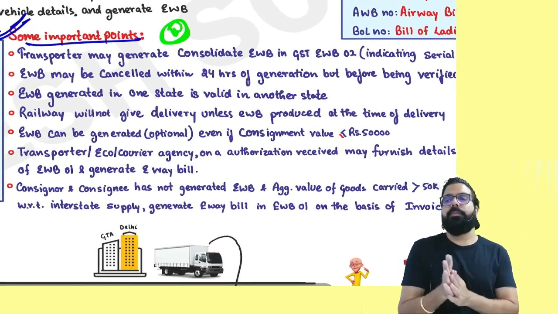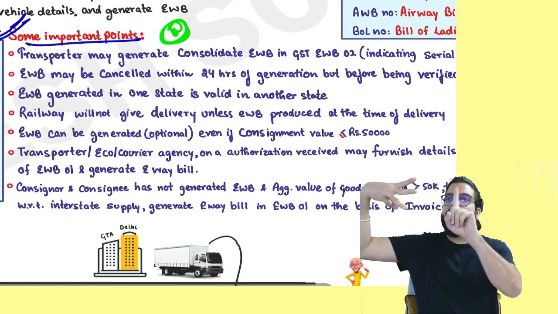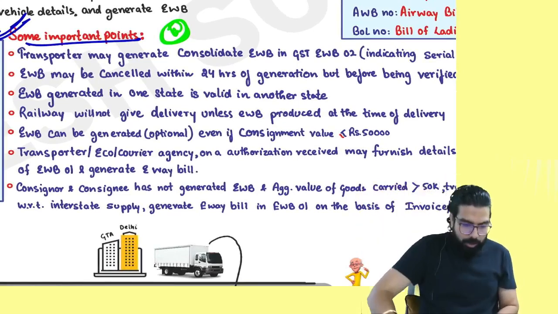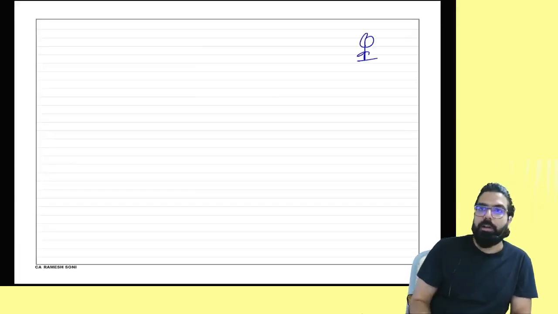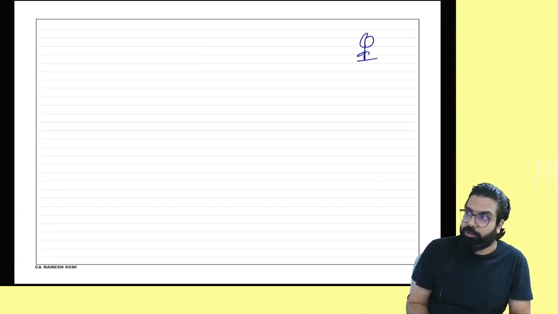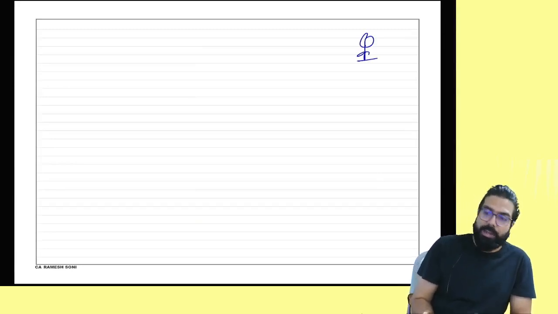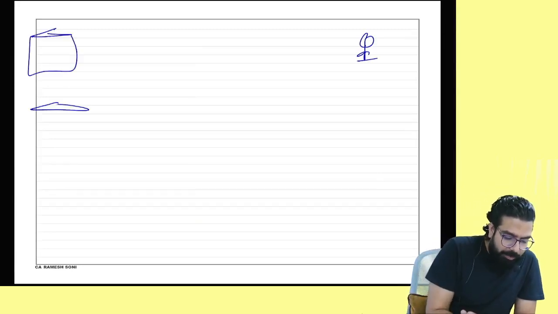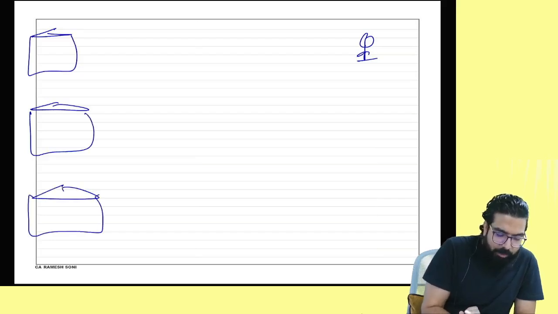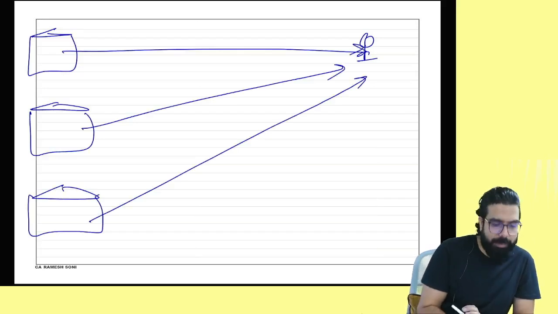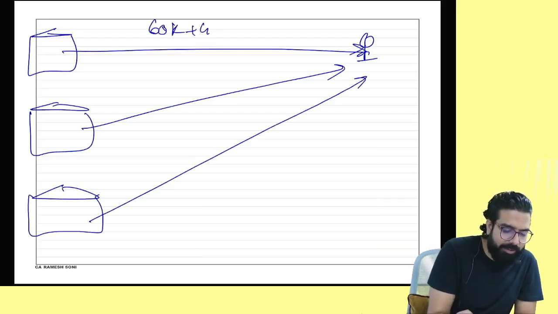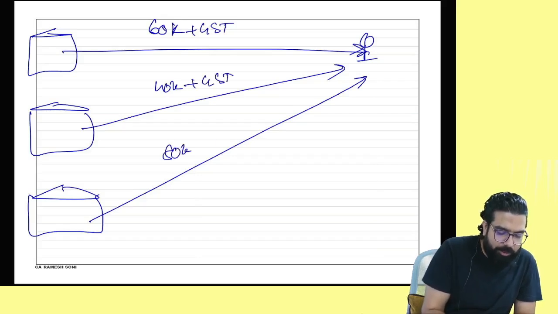Can I generate 1 e-way bill for 3 invoices? Why not? Supposing you gave me one order for 1,80,000 rupees of goods. I have 3 shops. From here I gave one bill, from here I gave one bill, and from here I gave one bill. One bill is 60,000 plus GST. One bill is 40,000 plus GST. One bill is 80,000 plus GST. I put all of them. Listen.